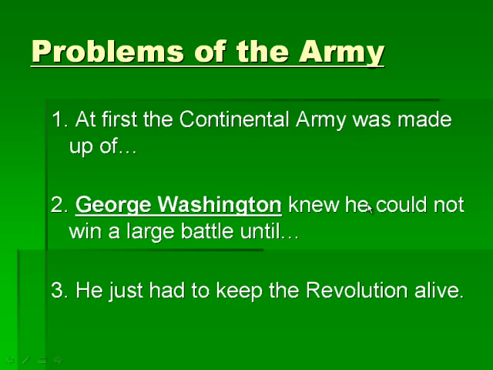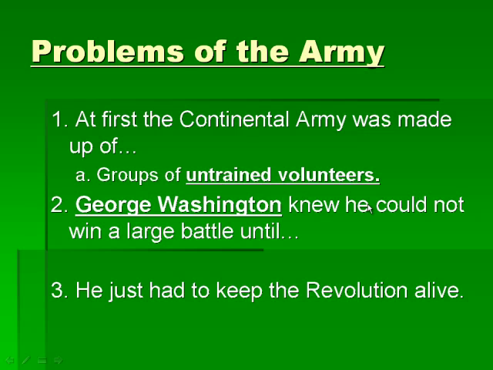Problems with the army. This is problems with the Continental Army. We will be looking at some problems that they have and also some problems that the British have. At first, the Continental Army was made up of groups of untrained volunteers, but what George Washington knows is that these groups of untrained volunteers could not win a large battle until they were well-trained and probably had a larger number of people in the army.